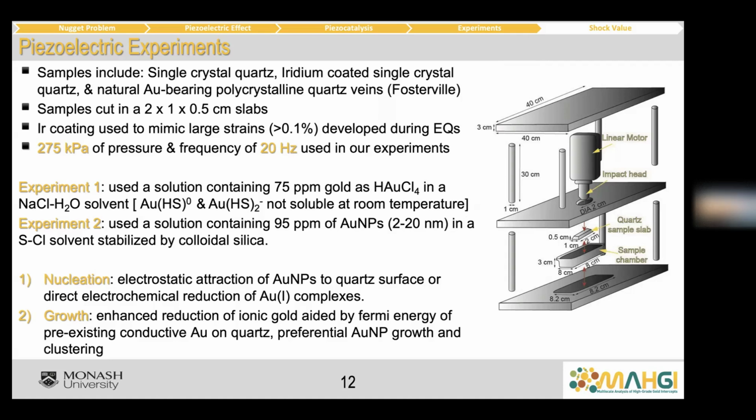And I had natural gold-bearing polycrystalline quartz vein samples from Fosterville. For some of the single quartz crystals, I coated them in iridium, which makes them conductive, and cut them into that size slab. The reason I did the iridium coating is because, as I explained earlier, if it has a conductive material on it, you only need to shift the valence band, not the conduction band below.